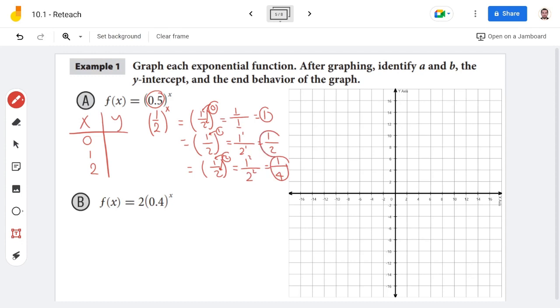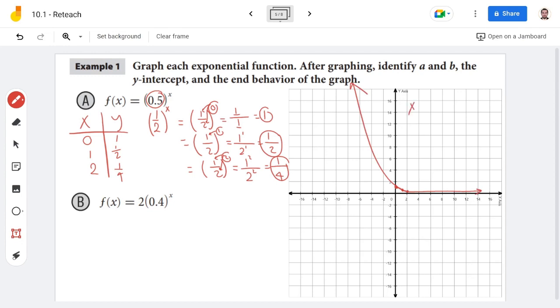So this is the first point, this is the second point: 1 and a half, 2 and a quarter. Now you can graph the point 0, 1 here, then 1 and a half should be here, then 2 and a quarter should be here. So now if you look at the function, it will approach my x-axis, and here it will go up forever.